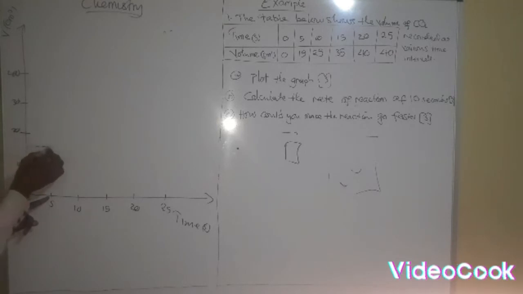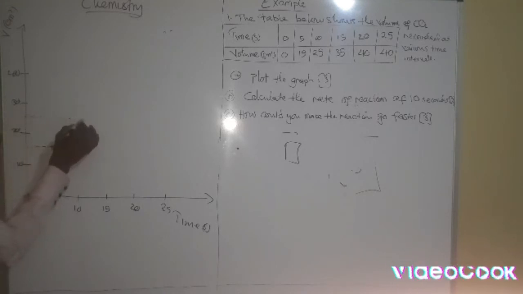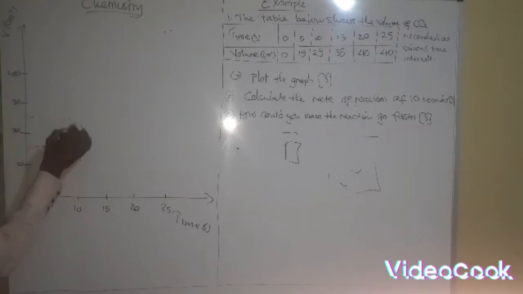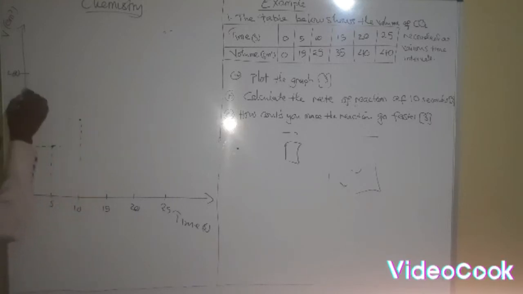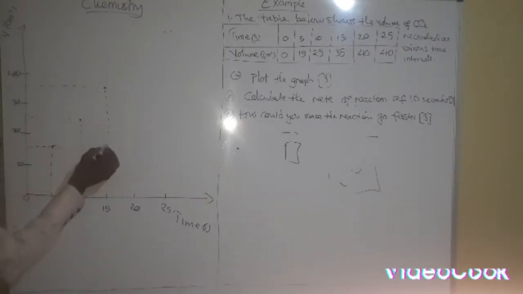So now where they meet, that is where my point would be. So this is where my point is. You can see that, yeah? Then the third point is 10, 25. When it is 10, 25 obviously is between 30 and 20. That's what 25 is. So my point is there. You get that? Then you have 15, 35. 35 is there. Then 15 is here. Okay.